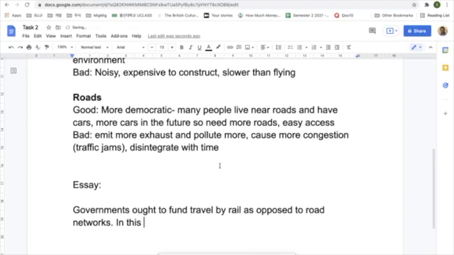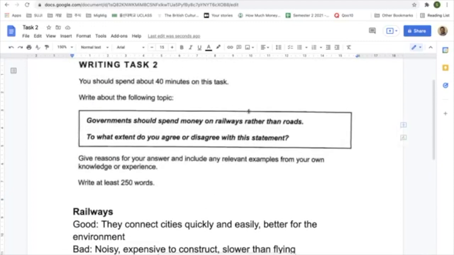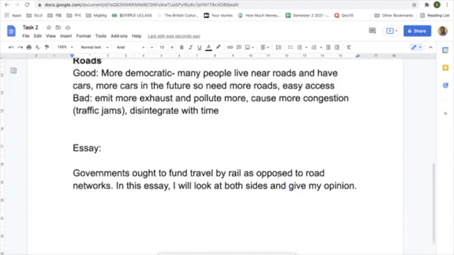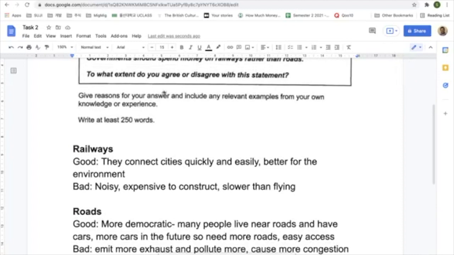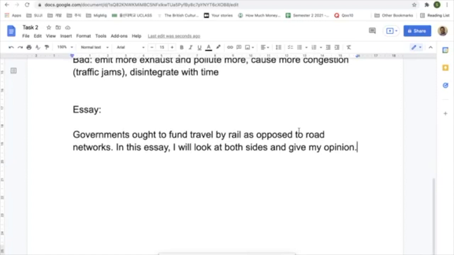In this essay, I will look at both sides and give my opinion. Okay, there you go. So that's our introduction, all right, basic introduction. We might change one or two things later on, but let's start with that as a basic introduction. So I've paraphrased the first line, and then I've put, in this essay, I'll look at both sides and give my opinion. It says, to what extent do you agree or disagree? I'm going to put my opinion at the end of the essay.